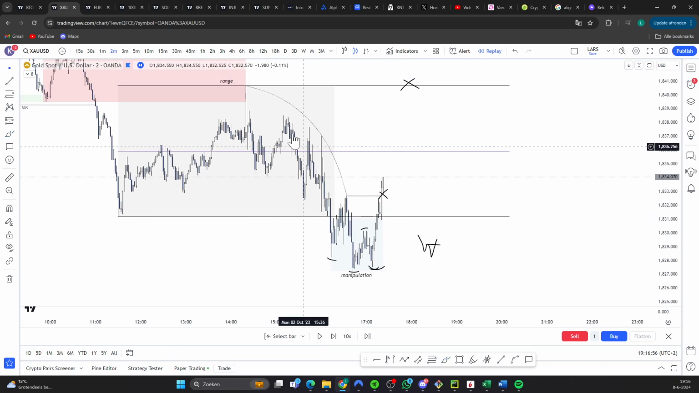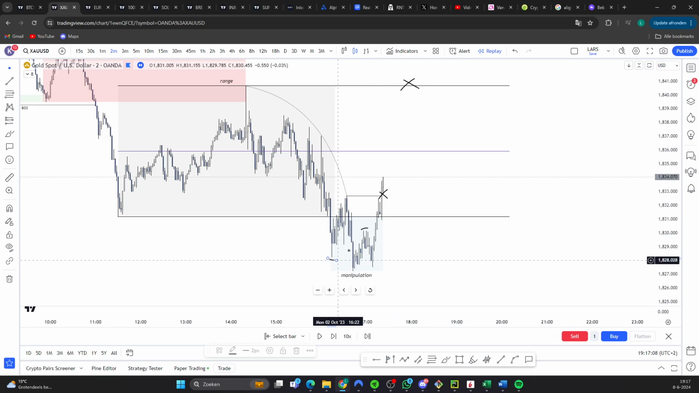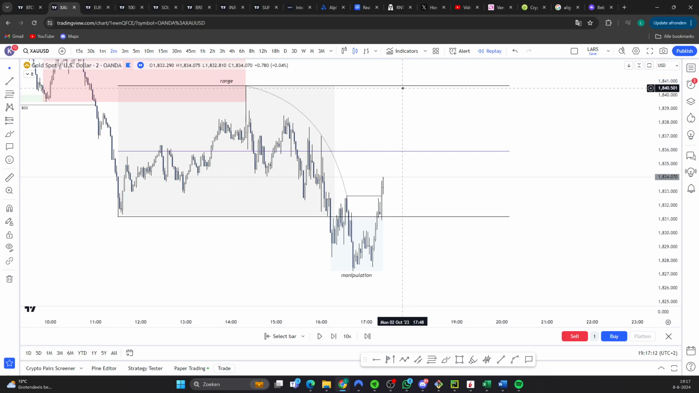Timing wise, this is a range during like London session, and then New York opens, pushes price down, and a few hours into New York you can get a PO3. That's normal. That could definitely happen. Entry, I don't think so.